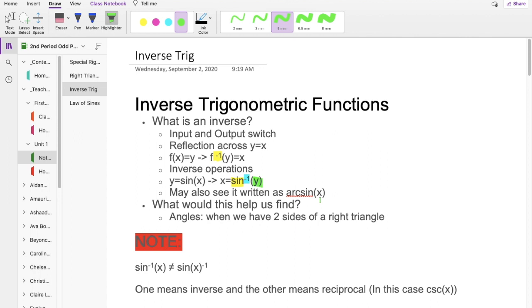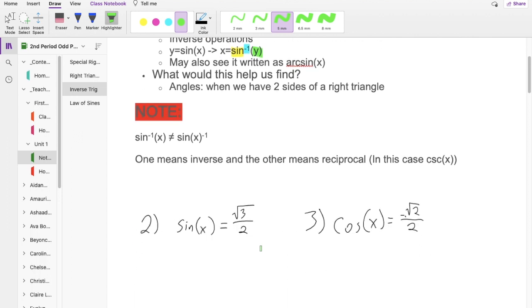One thing that you need to really understand is the importance of this order, because sine to the -1 of x does not mean the same thing as sine of x to the -1. The first one means inverse, which is what we want. The second one means reciprocal. The reciprocal of sine is cosecant, and that's not what we are talking about today. So make sure that you understand the difference between those two things.